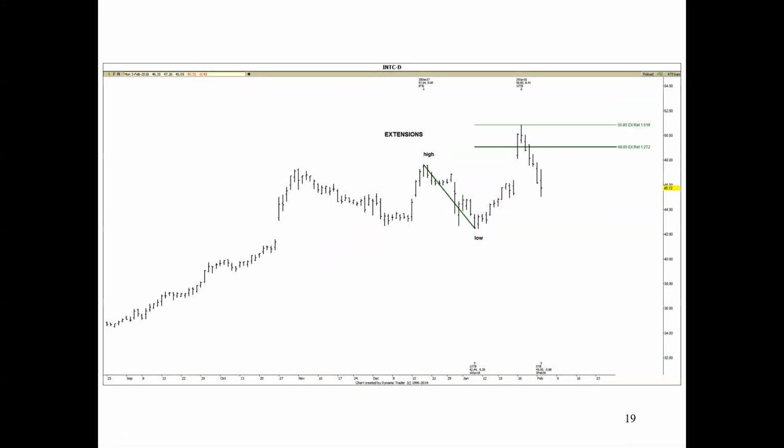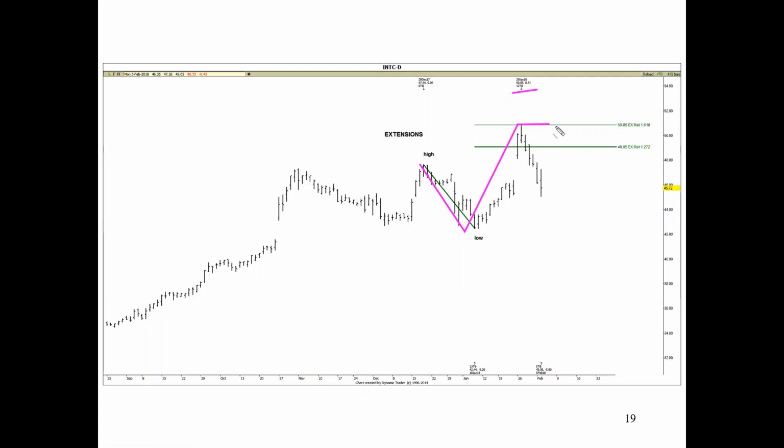All right, here's another example of an extension. This is in Intel. This is a daily chart. This is where I took a prior high to low swing, ran the extensions. 1272 didn't do anything. 1618 almost hit to the tick. Oh wait, I think it did in this case.